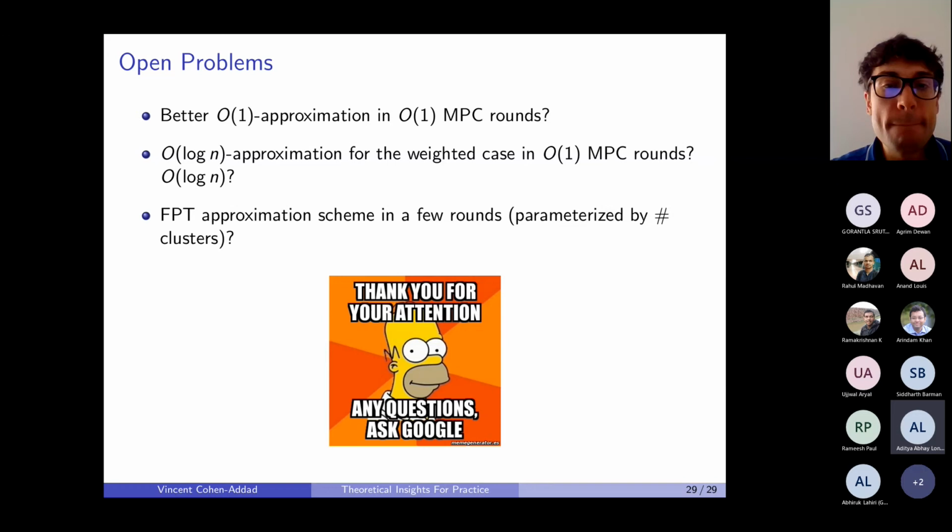Hi. So is 2.06 the best approximation factor? Yep. And what about the lower bound? Is there any? Good. Yeah.